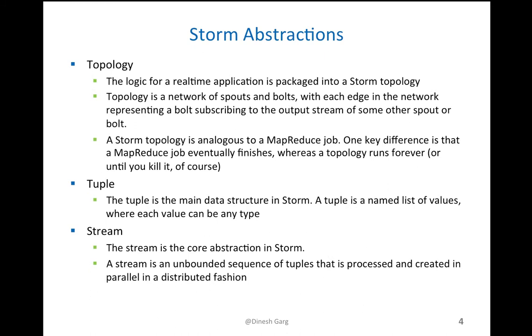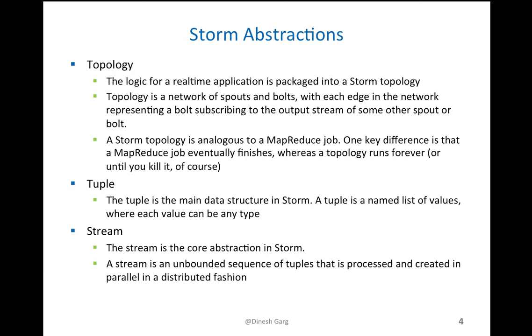So the high level Storm abstractions are there's something called topology. The logic for a real-time application is actually packaged into the Storm topology. And topology is nothing but a network of spouts and bolts that I just talked about. So think of Storm topology as analogous to map reduce jobs. The key difference is that map reduce jobs eventually finish and they do some sort of batch processing on an existing data, whereas the topology just keeps on running forever and it keeps on working on the unbounded stream of data.